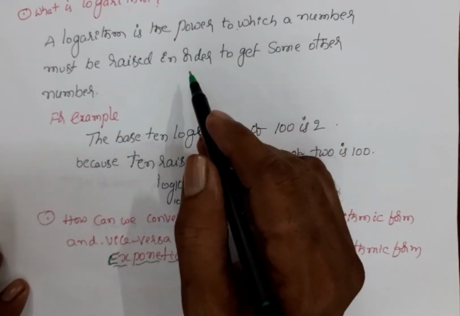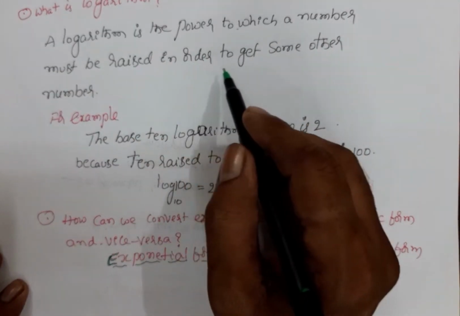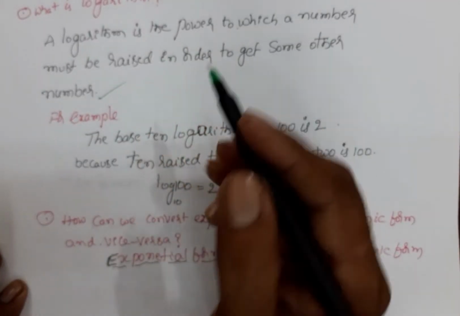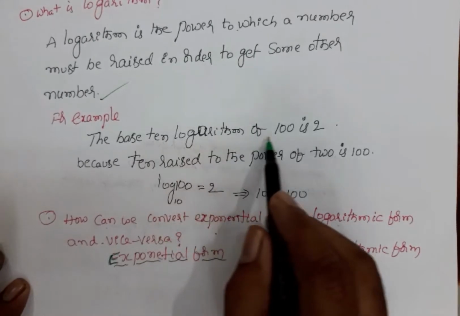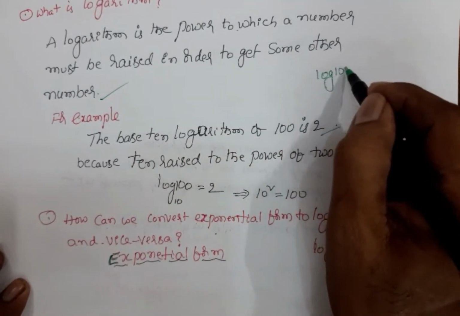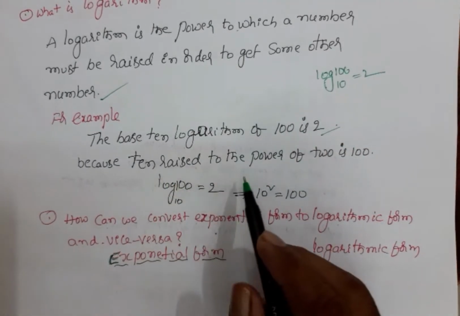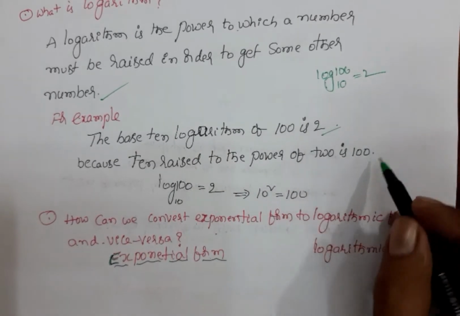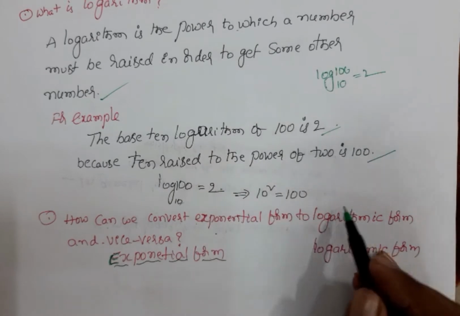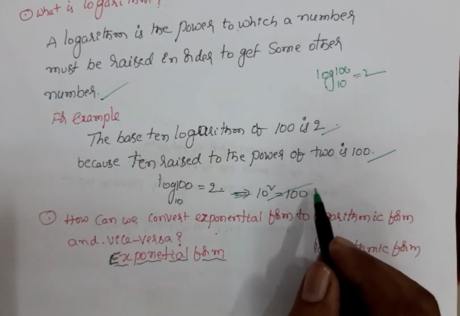What is a logarithm? A logarithm is the power to which a number must be raised in order to get some other number. For example, the base 10 logarithm of 100 is 2. Log 100 base 10 equals 2, because 10 raised to the power of 2 is 100.